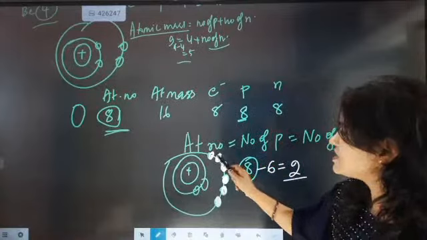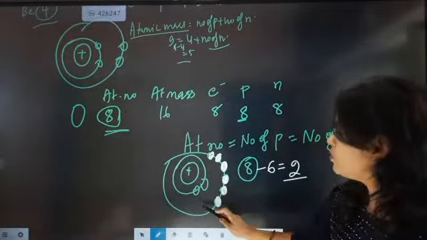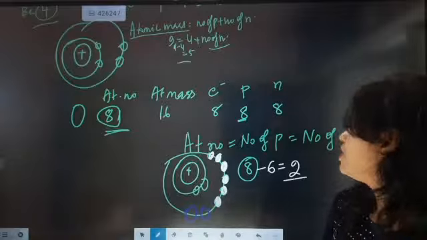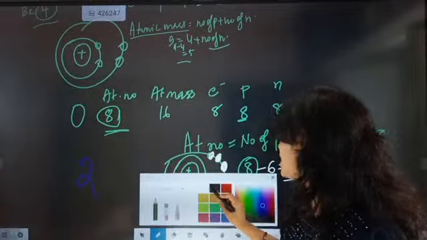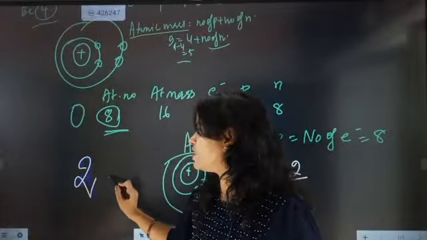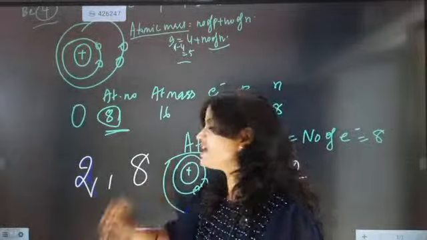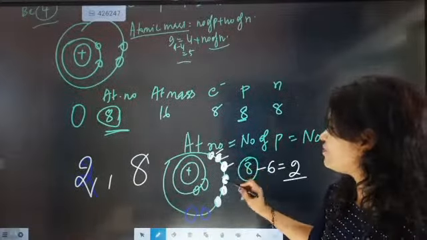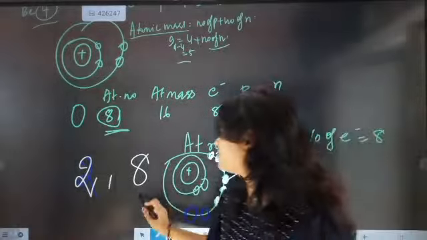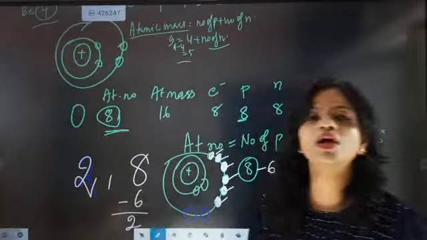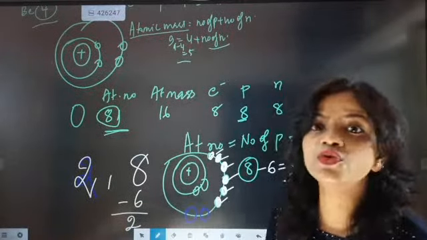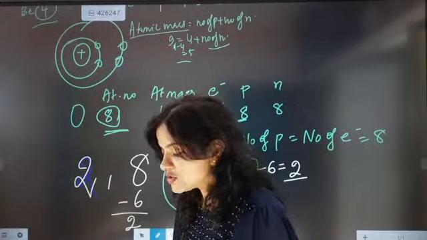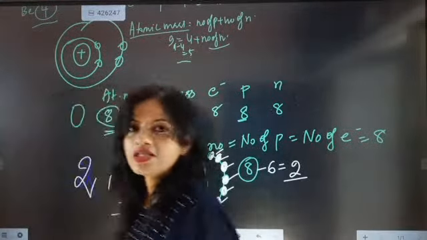So here this atom needs 2 more electrons to become stable, because the octet rule says the first orbit capacity is 2 electrons and the second orbit capacity is 8 electrons, but the second orbit has only 6. So 8 minus 6, it needs 2 electrons. Since it needs 2 electrons, it has a valency of 2. Now let's see one more example.